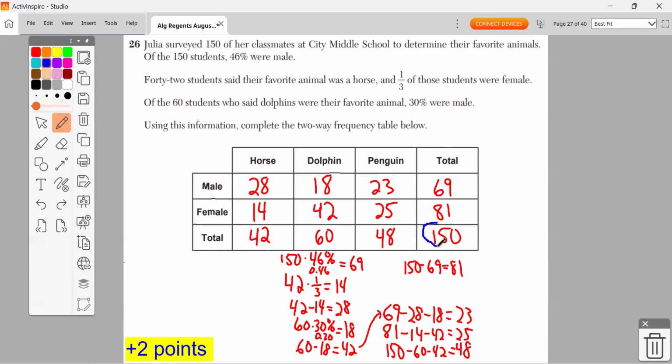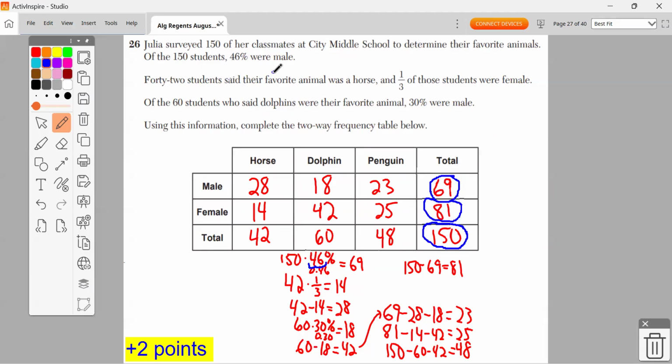So right away, you know that in this bottom right-hand corner, that is the total number of kids surveyed. 46% were male. So 150 times 46%, when you multiply by 46%, you're really moving the decimal point over two places. So that's really 0.46, and when you multiply those together, it equals 69. Right away, I know from there that I can find this 81. 150 minus 69 gives me 81. So now I have those three numbers.